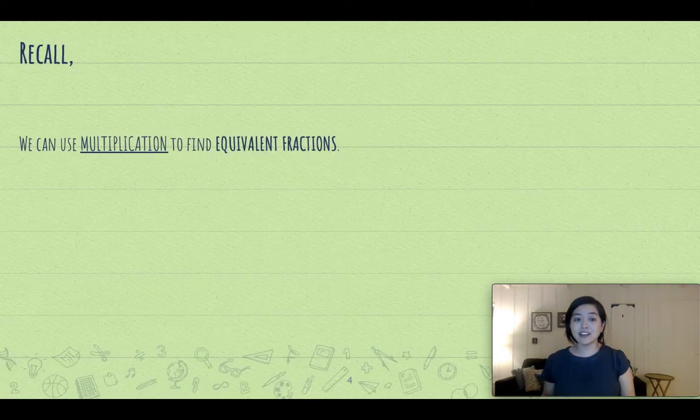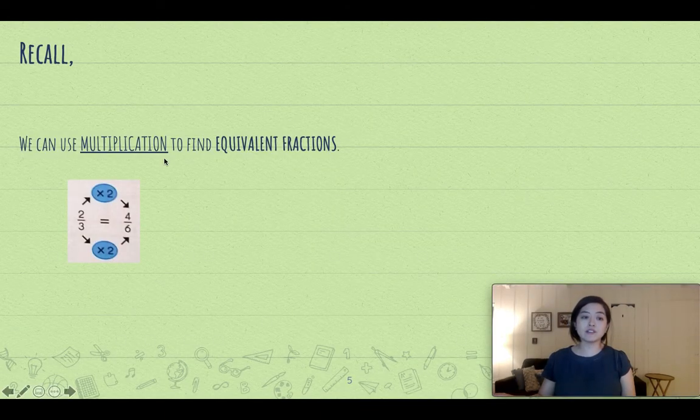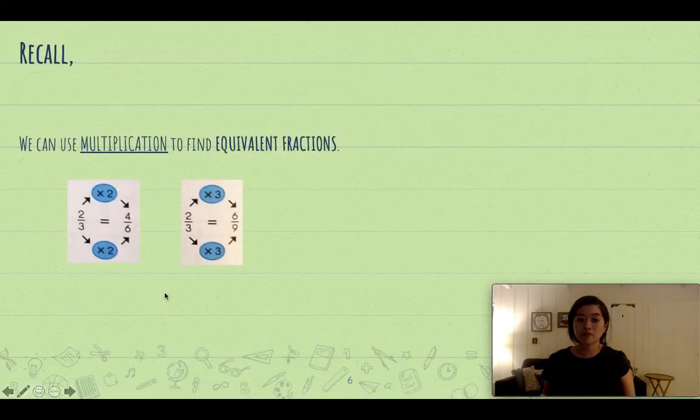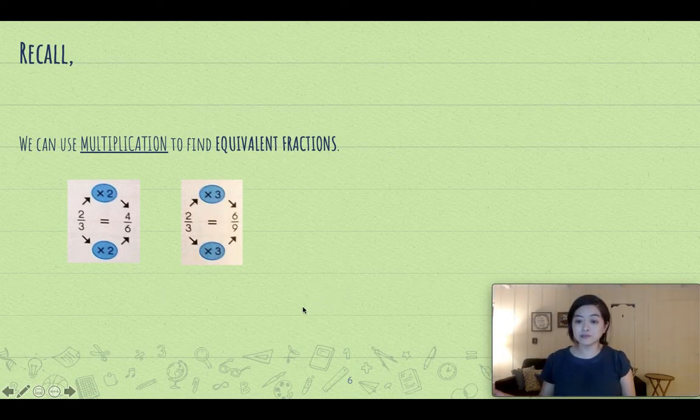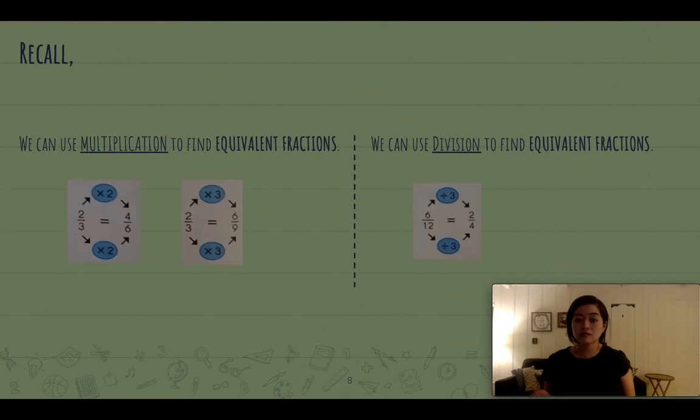Okay. Last time we learned how to use multiplication to find equivalent fractions. So when we had the fraction 2/3, we just wanted to multiply the numerator and denominator by the same number to find an equivalent fraction. Here's another example. We also learned that we can use division to find equivalent fractions.